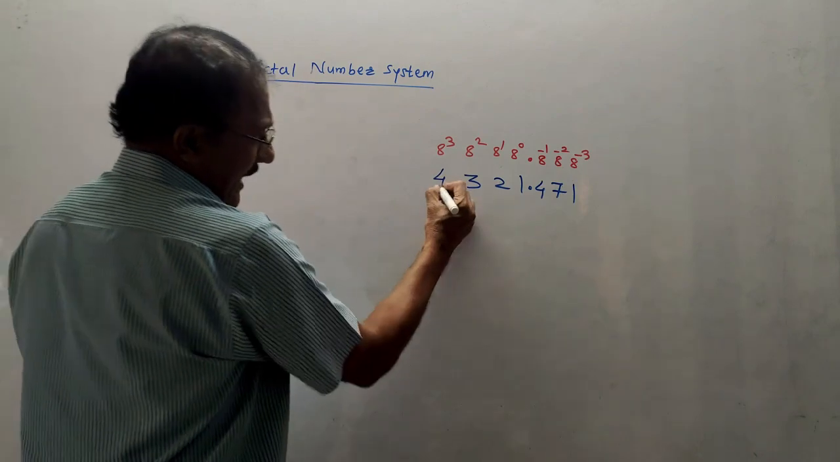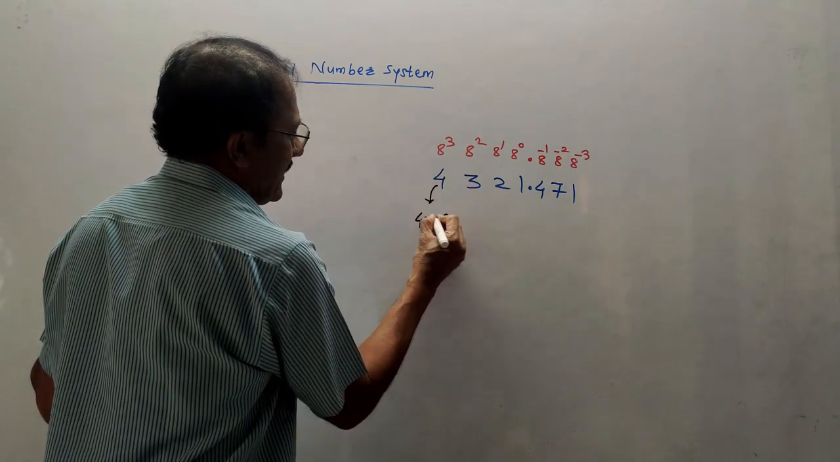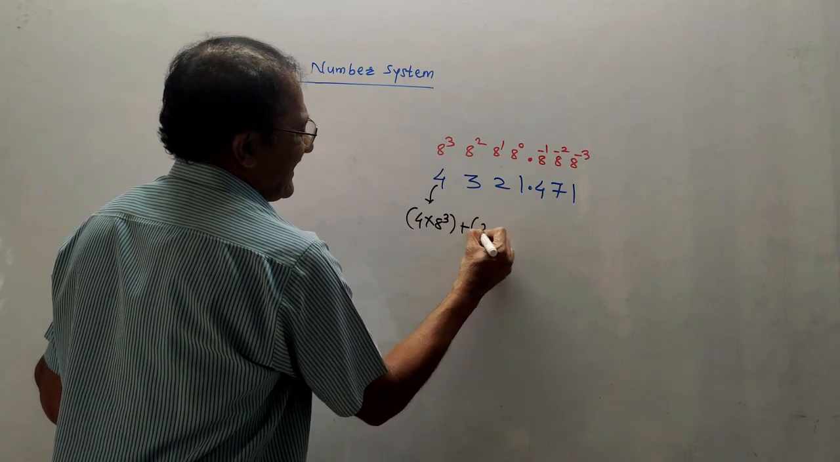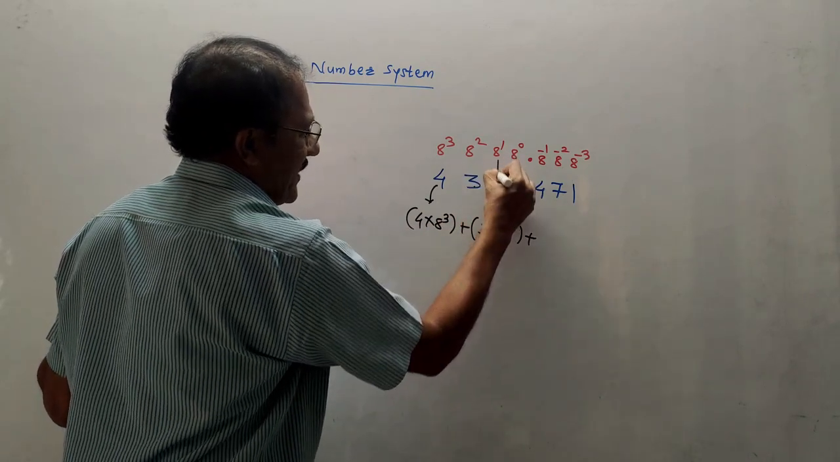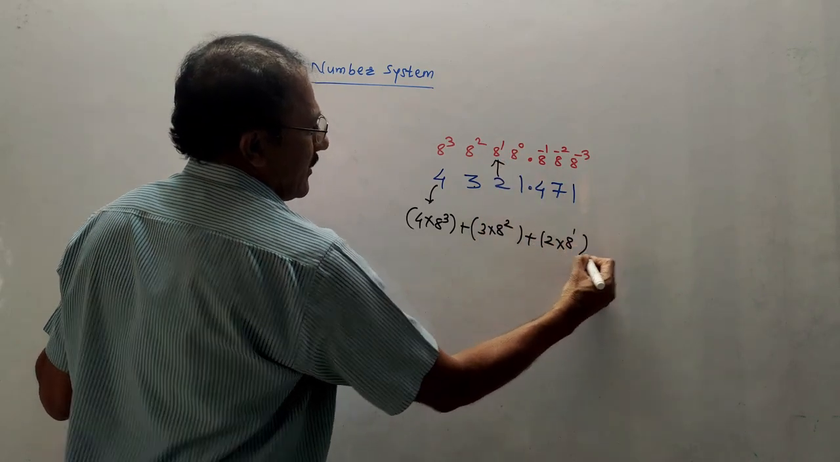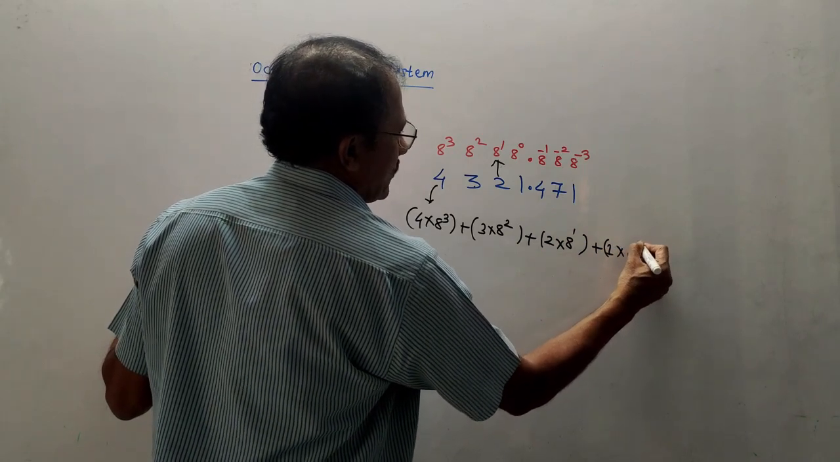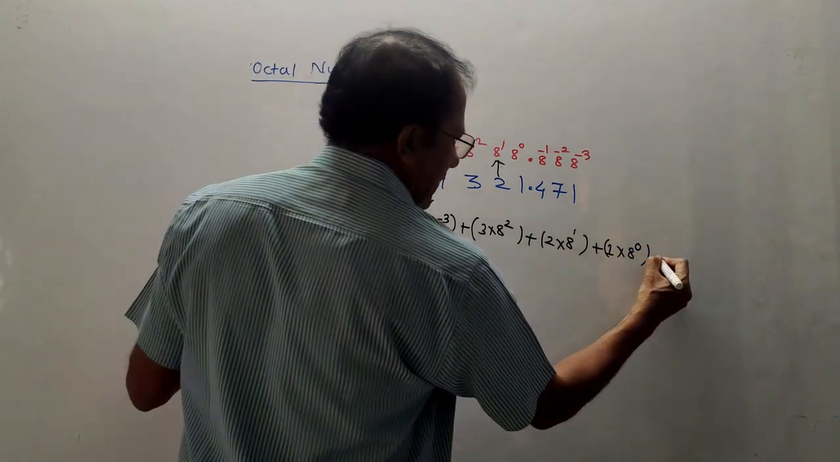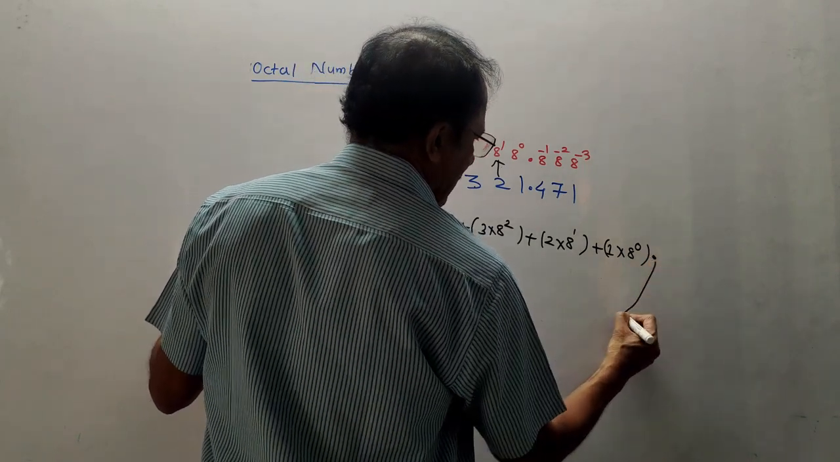Now I can write this answer like this. It is 4 into 8 raised to 3, plus 3 into 8 raised to 2, plus 2 into 8 raised to 1, plus 1 into 8 raised to 0. 8 raised to 0 is 1. The decimal point remains as it is. After the decimal point, I will write this 4 over here.